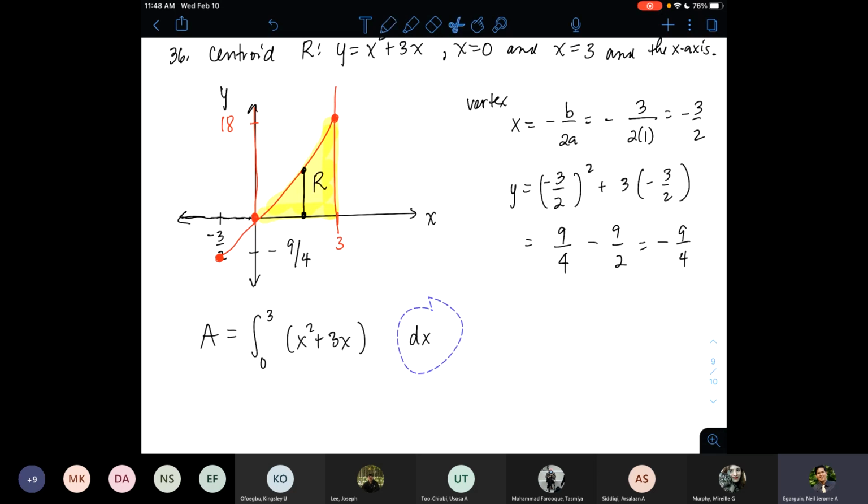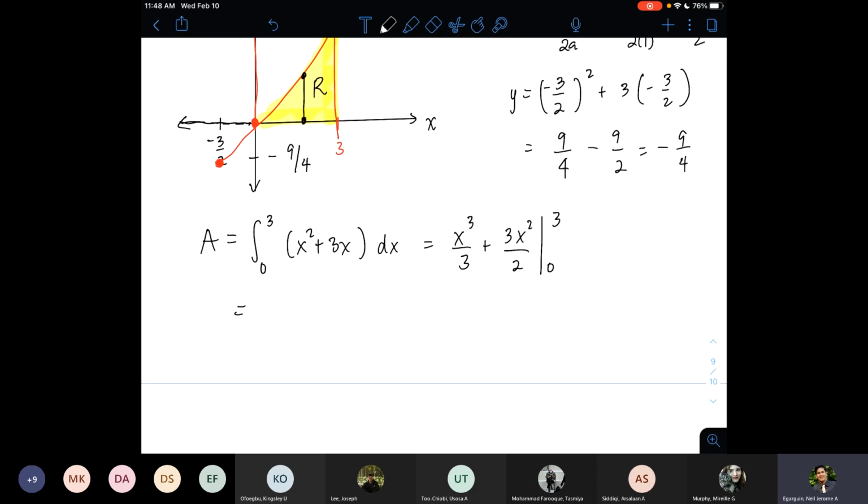So we have this. And then we integrate, we'll get x cubed over 3 plus 3x squared over 2, evaluated from 0 to 3. That means we'll get 27 over 3 plus 27 over 2. So that's going to be 9 plus 27 over 2, 18. So that would be 45 over 2. Is that right? Okay, I hope I got the correct area. And this goes for the denominator of x bar and y bar.